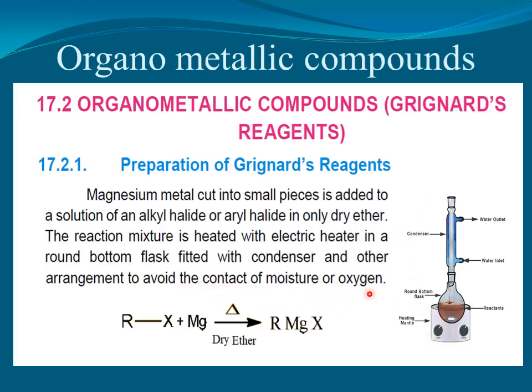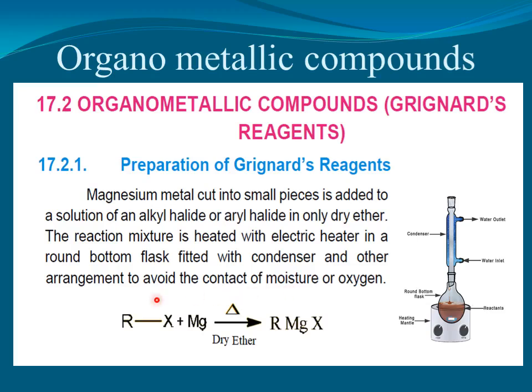And the other assemblies are attached to this apparatus in order to avoid contact with moisture or oxygen. Why? Because students, this Grignard's reagent that is going to be produced is highly reactive, and its nature will be spoiled if it is exposed to oxygen or moisture. We are preparing this reagent for other chemical purposes, but if it reacts immediately after it is formed, then it will be of no use. Therefore, this whole assembly should be oxygen and moisture free.